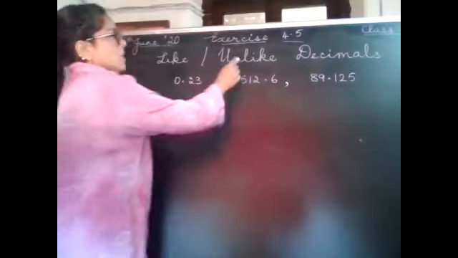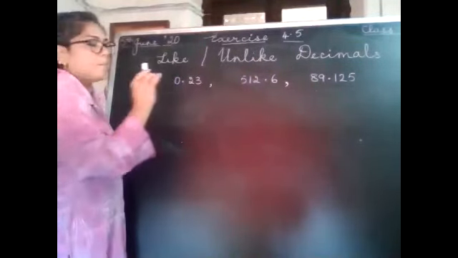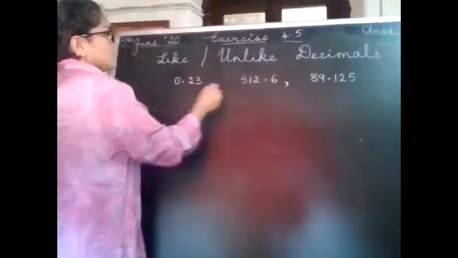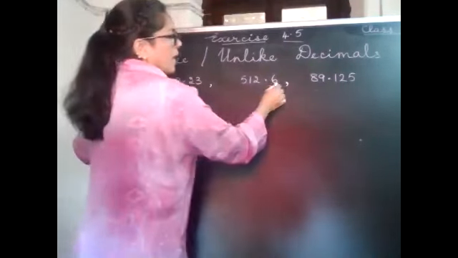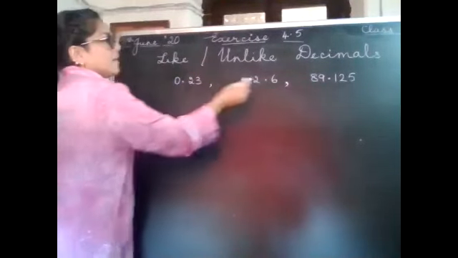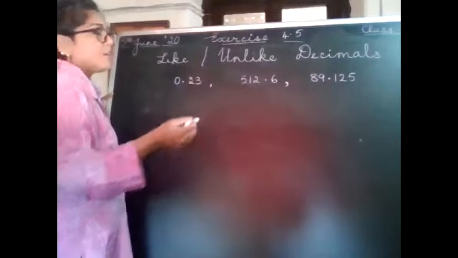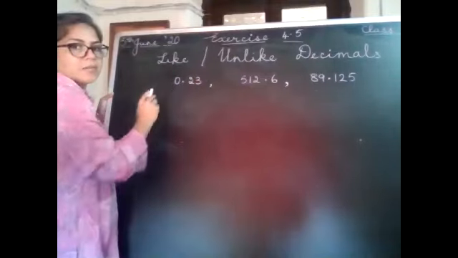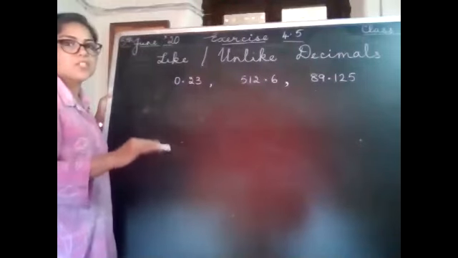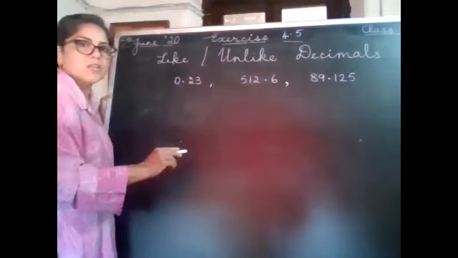So if I want to change unlike decimals to like decimals, I should have the same number of digits after the point. So if here there's 2, here there's 1, and here there's 3, obviously I cannot change the number. Now, even if we are changing from unlike to like decimals, we are not changing the value of the number. The number will still remain the same. It's only that the number of digits after the point will be the same in all the numbers.